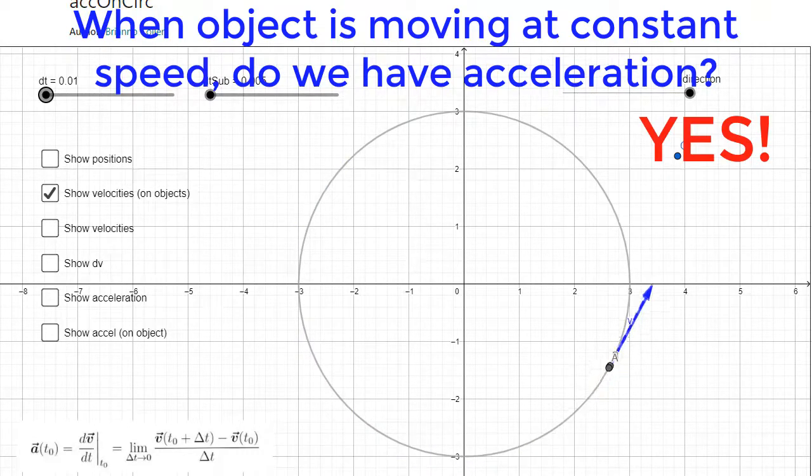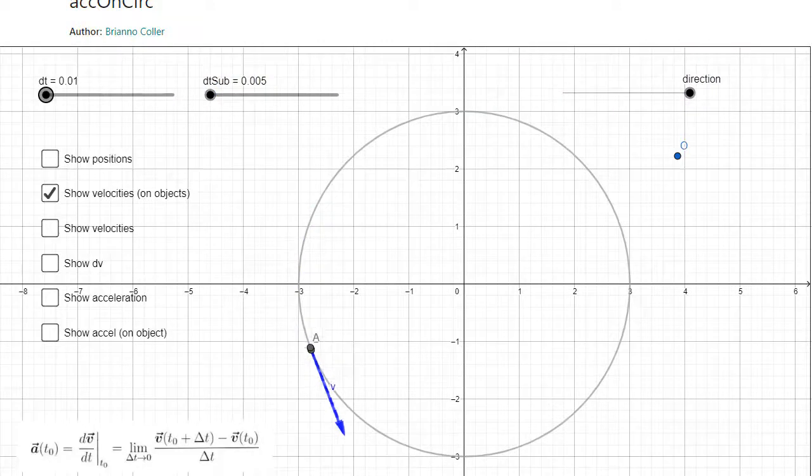Yes, because the velocity vector is changing its direction, right? It's constant speed, so constant magnitude of velocity, but its direction is changing because it's on a curvy path. That velocity has to be tangent to that path. The path is changing its direction. The velocity vector is changing its direction. One moment it's pointed this way, and a moment later it's pointing in a slightly different direction.